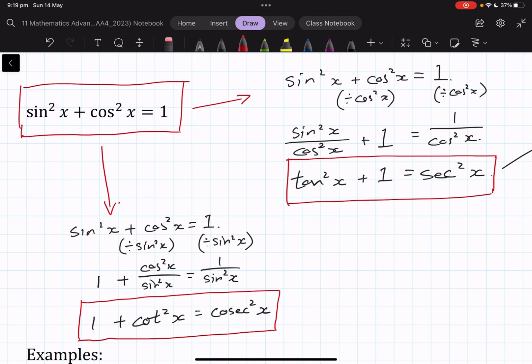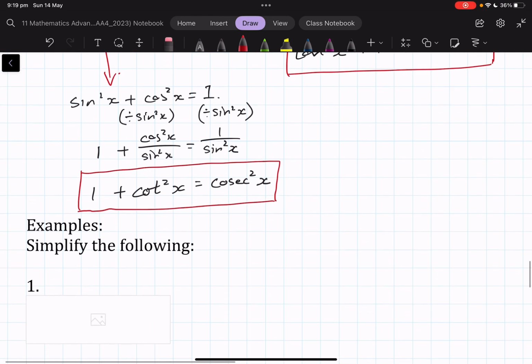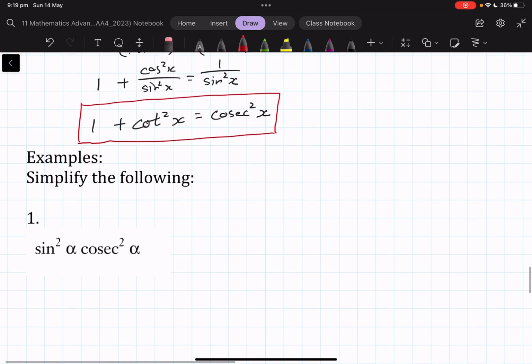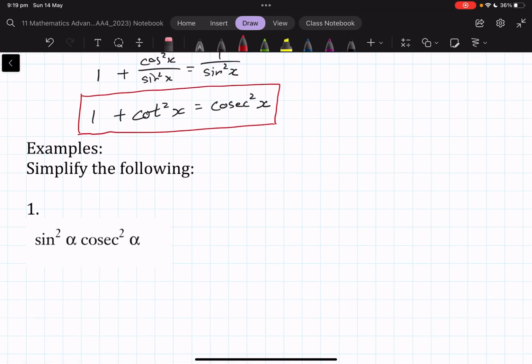So sine squared plus cos squared equals 1 is linked to tan squared plus 1 equals sec squared, which is linked to 1 plus cot squared equals cosec squared. And so these three are related and we use them in different types. So let's have a go at a couple of examples. I'm going to simplify the following. Sine squared alpha cosec squared alpha. Well, this one's not actually using the identity.